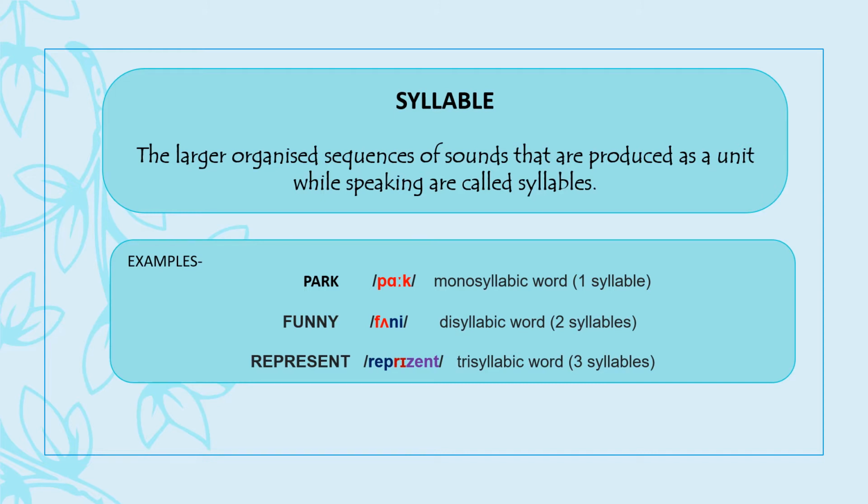Similarly, in the word represent, it is a trisyllabic word. That means three different units of sound are there, or the sounds in this word are pronounced in three different units or are divided into three different sections. That's why it is a trisyllabic word. Words with more than three syllables are called polysyllabic words.